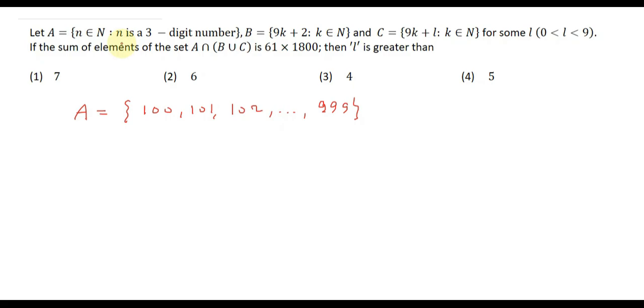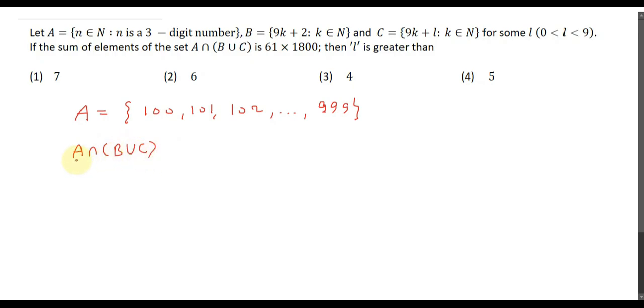Okay, and it is given that if the sum of elements of the set A intersection of B union C is 61 into 1800, and we have to find the value of L so that we can compare its value with the given options. Now let's find the sum of elements of the set A intersection of B union C.